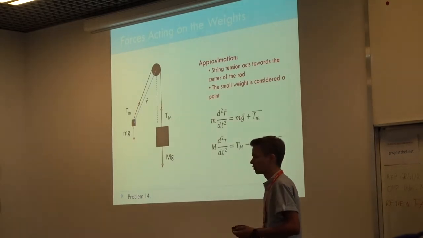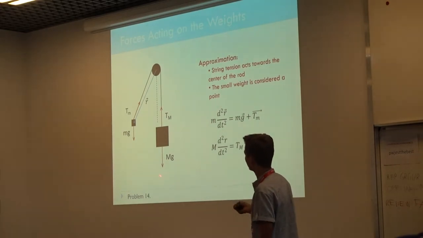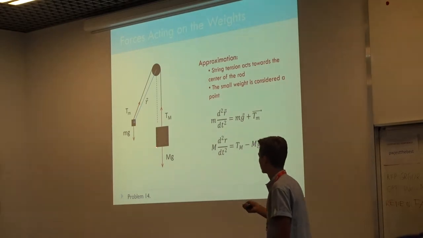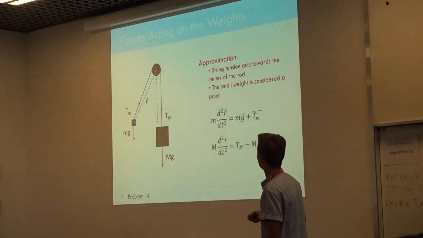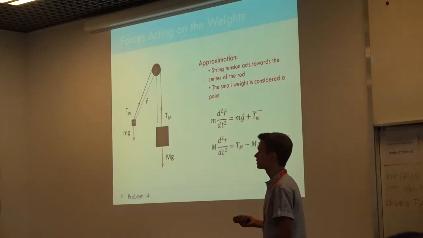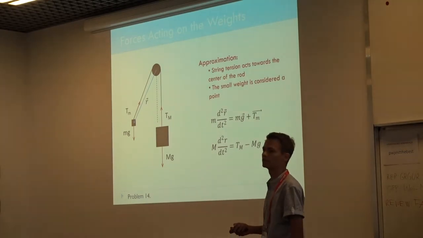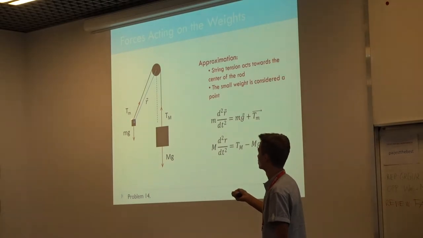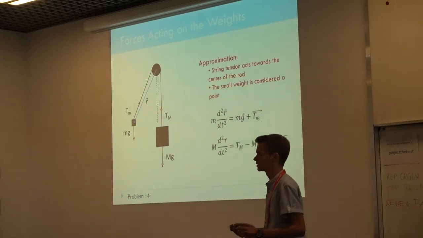So now, in order to take a look at the movement of the weights, we have to, of course, examine the forces acting on them. So on each weight, we have the tension of the string from that side, and also the weight of each weight. So here I'm using some approximations. The first one is that the rod is very thin, which in turn means that the tension will be acting towards the center of the rod on the small weight, which in reality isn't quite true. And also I'm considering the small weight a point mass.